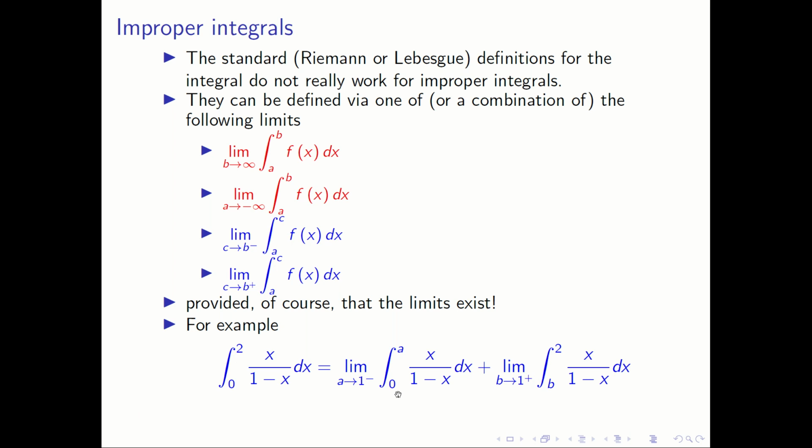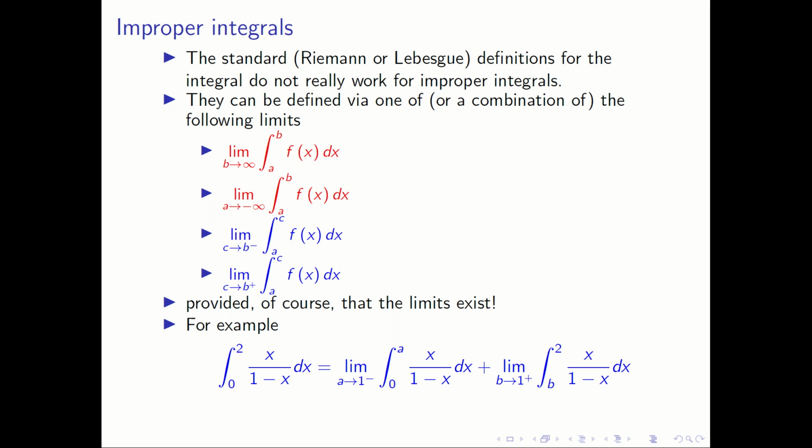Now, of course, if you just did it without taking the limits, this integral from 0 to a and the integral from b to 2 would not really be the integral from 0 to 2, because it would miss the contribution from the a to b interval. By taking these limits, provided these limits exist, you end up with the result, which is the value of the improper integral.